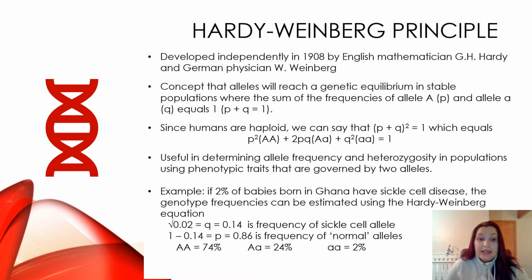And we use this to find p. So 1 minus 0.14 is 0.86. So that's the frequency of all the other, quote, normal alleles. And we can plug q and p into the Hardy-Weinberg principle to find our big A, little a frequency, which is about 24% as an estimate.